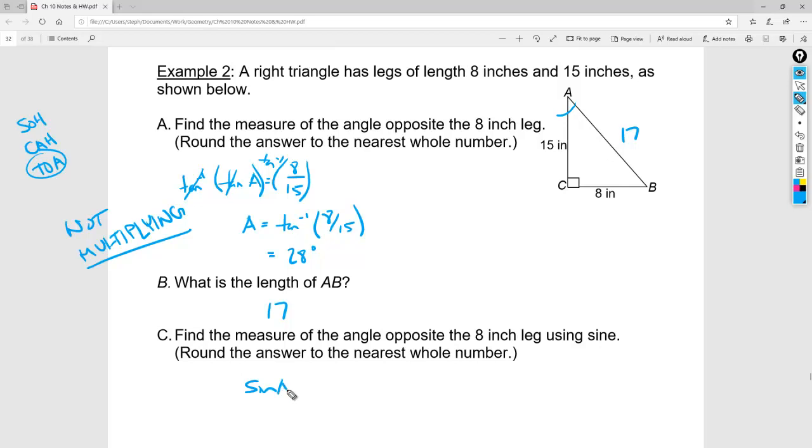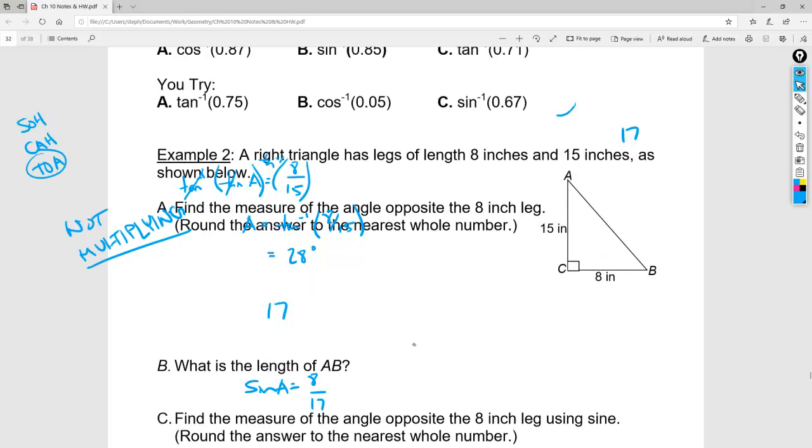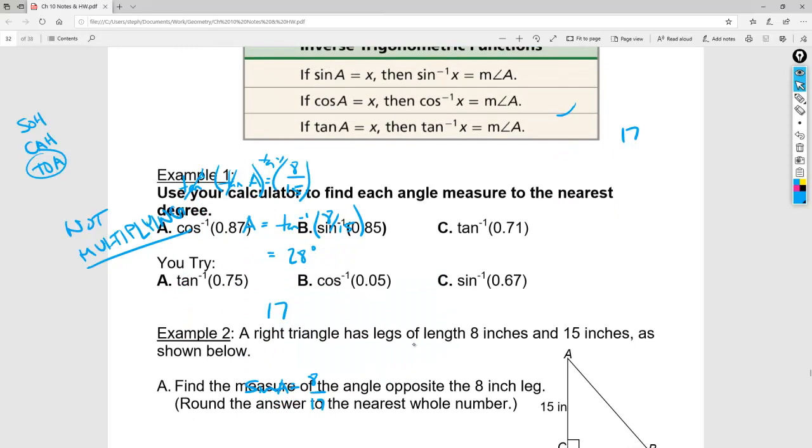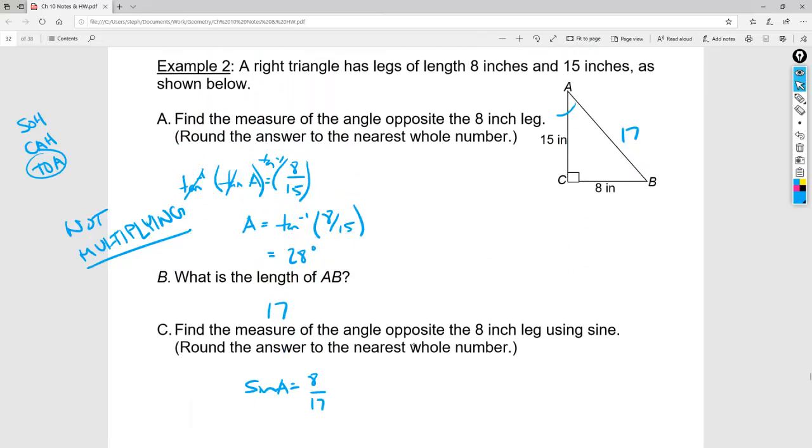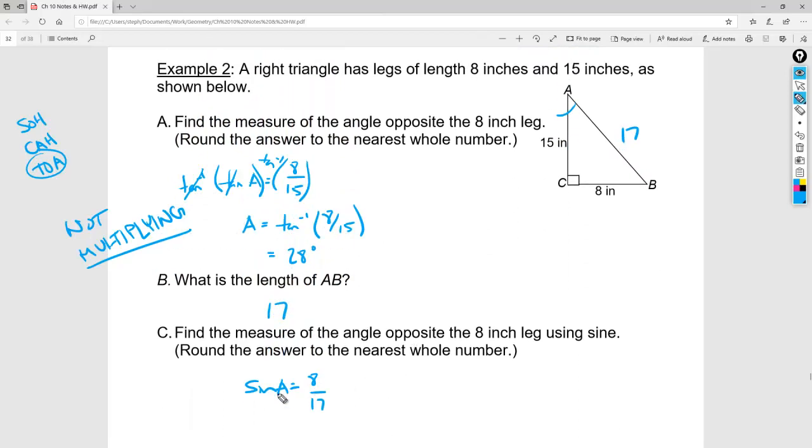So I know that sine of A is going to be opposite 8 divided by 17. Same process. Now I want to apply inverse sine. Okay, so another way of thinking about this is, if this is what I'm given, sine of A equals 8 over 17, then that means, again, inverse sine of whatever was on the other side of the equal sign is equal to your angle measure. So I can just rewrite this as my angle measure equaling inverse sine of 8 over 17, okay, which is 62 degrees.